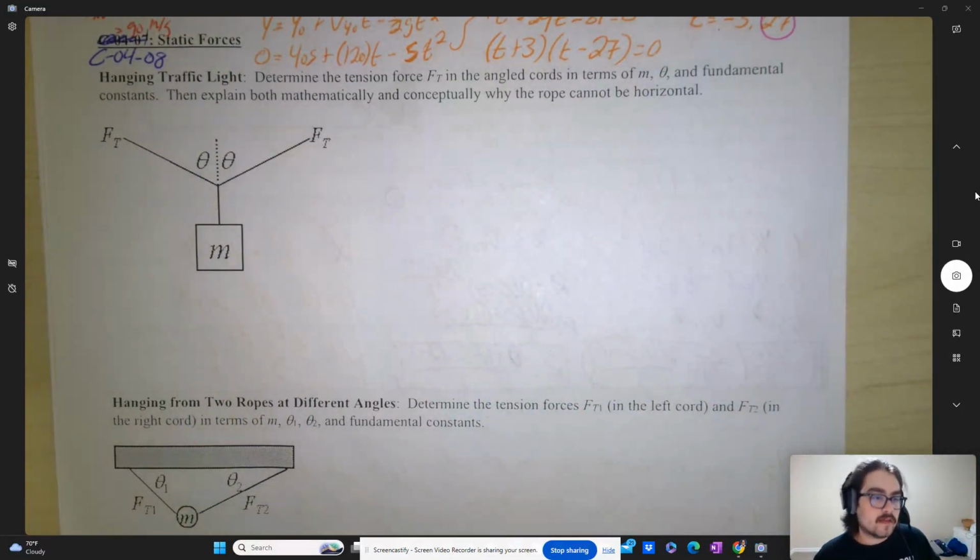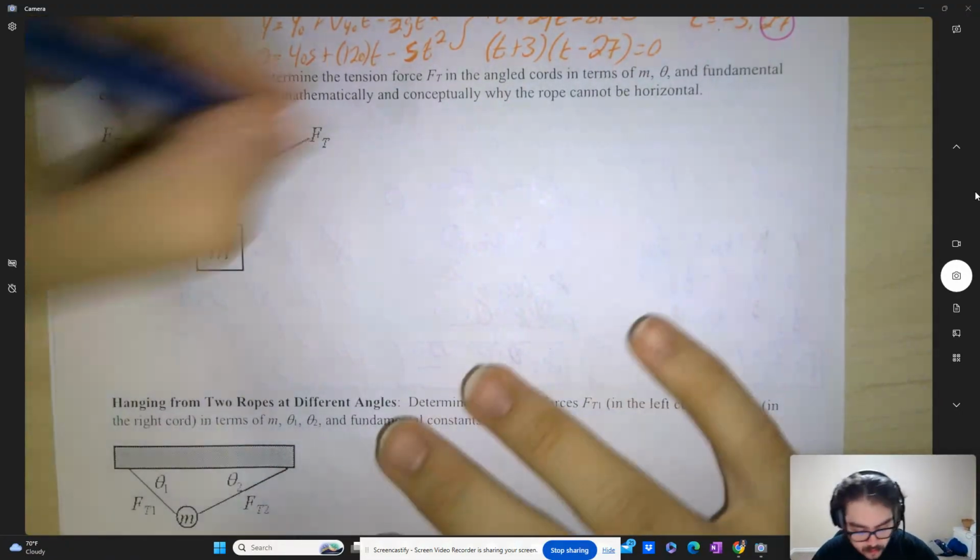Okay, but let's talk about static forces. And there's three examples. Let's see how fast I can get them done. I'm probably going to take, this is probably going to be like a 30-minute video.